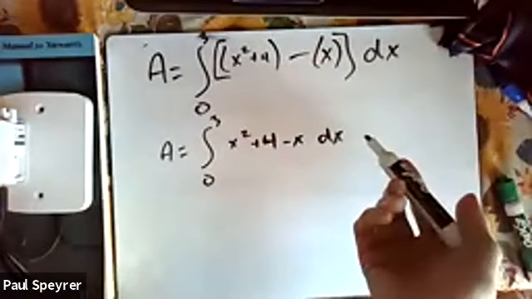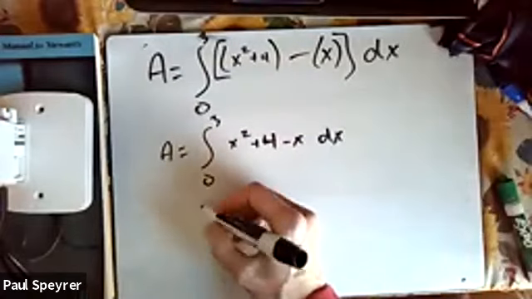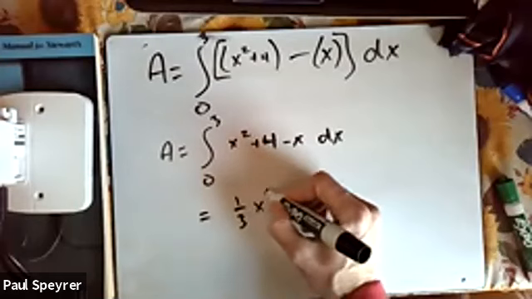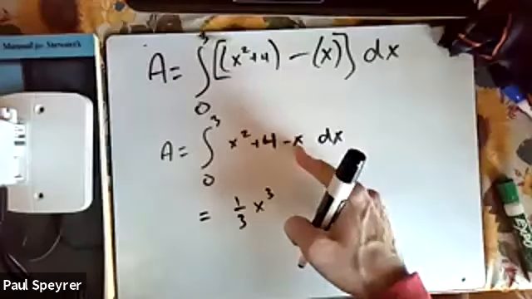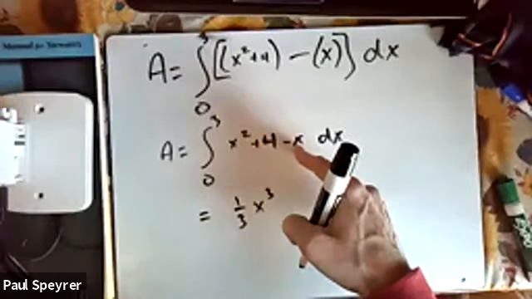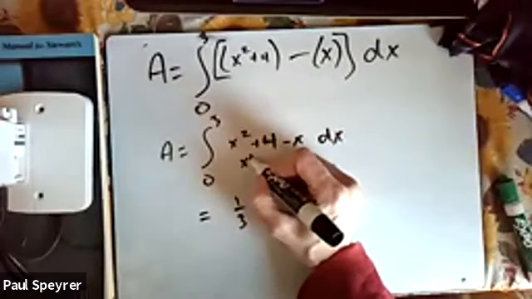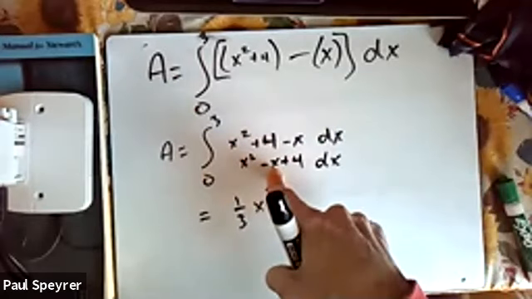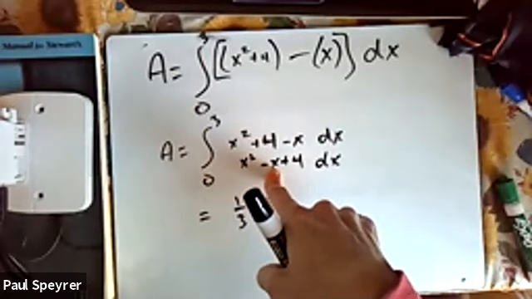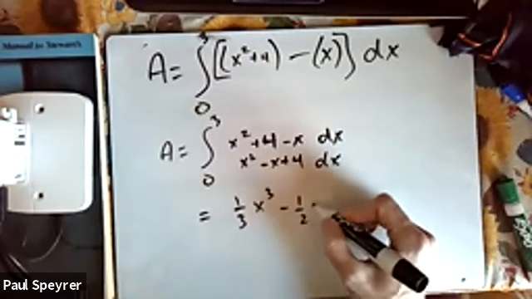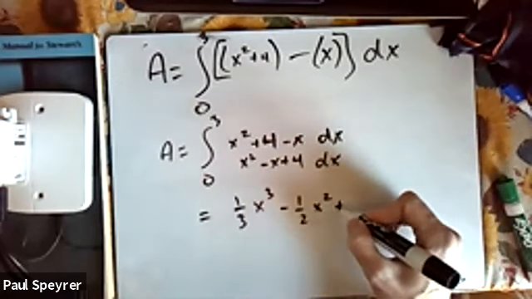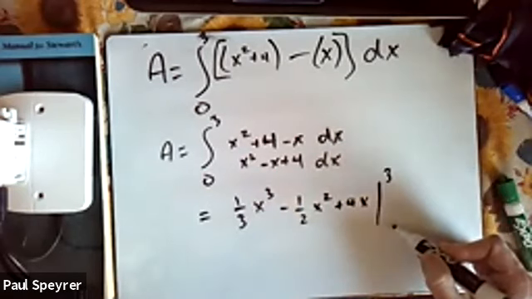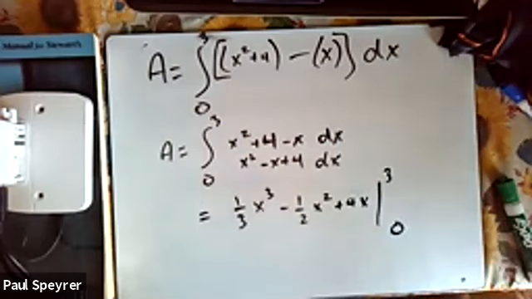There's no u substitution involved right here. These are just very straightforward terms. This is 1/3 x cubed. And then I'm going to integrate this x, because I'm going to put it in descending order, right? This is like x squared minus x plus 4. So then minus x, the antiderivative of that is minus 1/2 x squared, and then plus 4x. And then this is evaluated from 0 to 3, right?